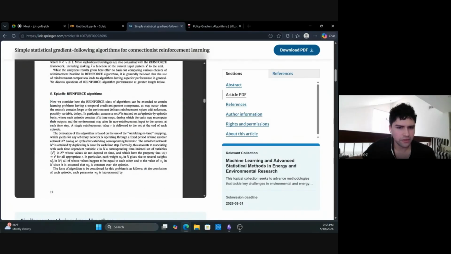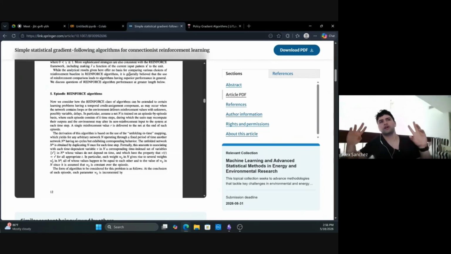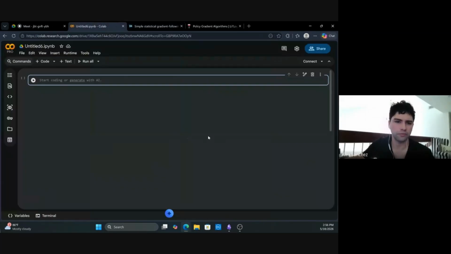We assume a network N is trained on an episode by episode basis, where each episode consists of k time steps, and then a reinforcement value is delivered at the end of each episode. Let's talk about what an episode is in reinforcement learning. Actually, let's go straight to coding it, and then we'll learn more of the vocabulary as we go along.